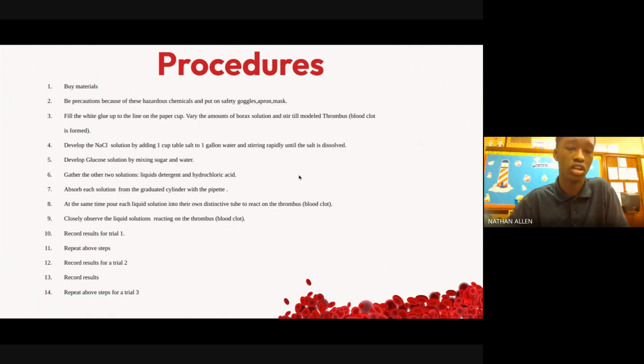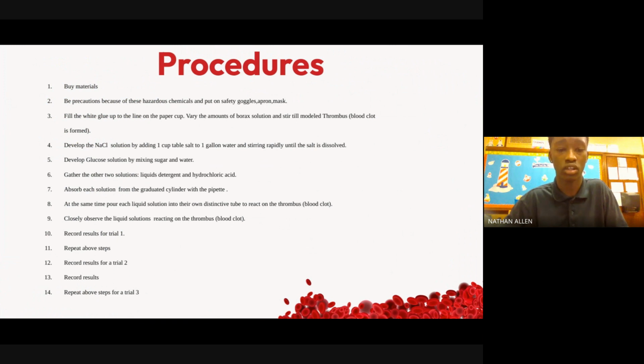My procedures. Step 1, buy materials. Step 2, be precautious because of these hazardous chemicals and put on safety goggles, apron, and a mask. Step 3, fill white glue up to the line on the paper cup. Vary the amounts of borax solution and stir until a molded thrombus or blood clot is formed. Step 4, develop the NaCl solution by adding 1 cup table salt to 1 gallon of water and stir it rapidly until the salt is dissolved.